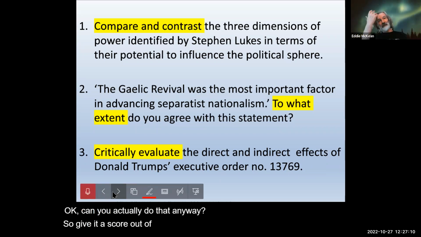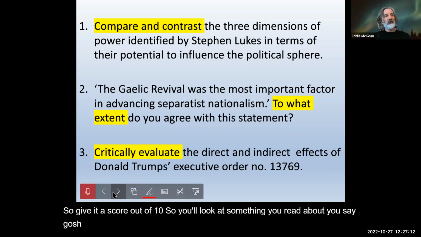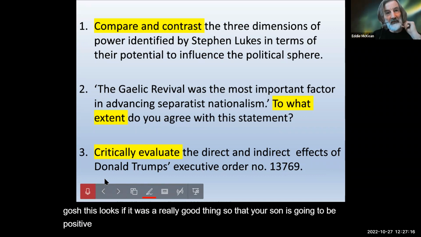So you'll look at something, you'll read about it, you say, gosh, this looks as if it was a really good thing. So you know that your essay is going to be positive about it because you would give it a high score.